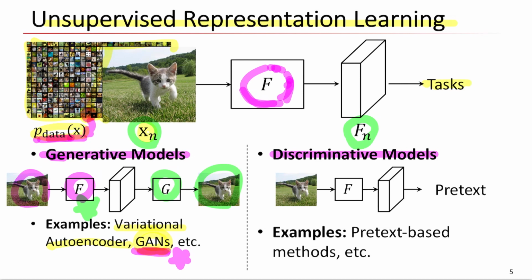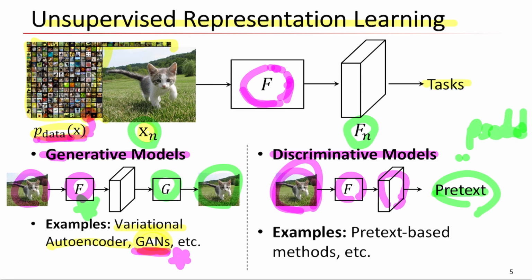And what is the discriminative model? If we have the image and the representation module F that represents the input image, then by defining free text, not a label but free text, and using this free text as a pseudo label, we can train this without any ground truth. So this is the discriminative model, which we will discuss later.